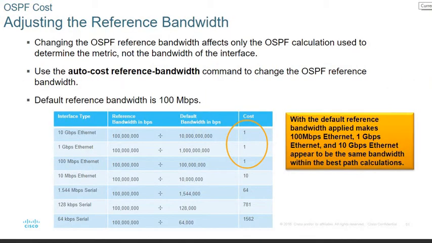OSPF Cost. Adjusting the reference bandwidth. Changing the OSPF reference bandwidth affects only the OSPF calculation used to determine the metric, not the bandwidth of the interface. Use the auto-cost reference-bandwidth command to change the OSPF reference bandwidth. Default reference bandwidth is 100 megabits per second.